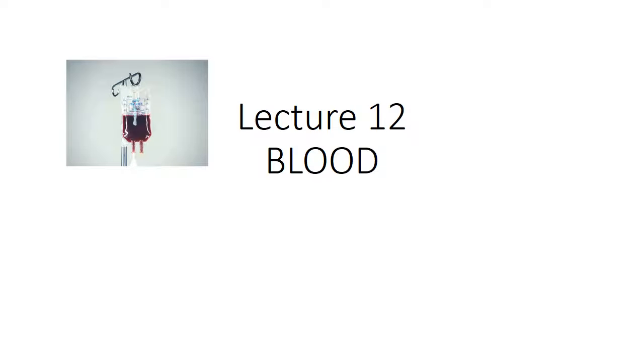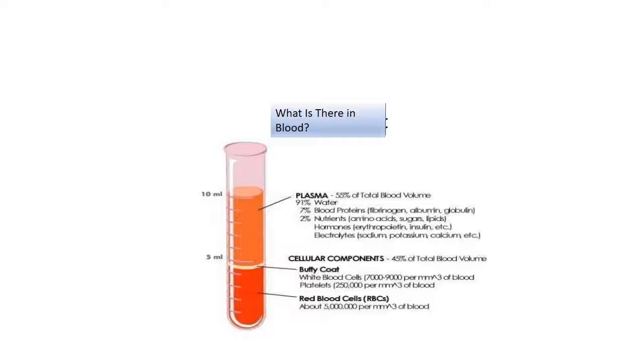Blood is essentially a very nicely designed transportation system. It's a fluid, liquid that flows through the blood vessels, and it contains a lot of different things. It contains all kinds of organic and inorganic molecules and several types of cells, cellular components.